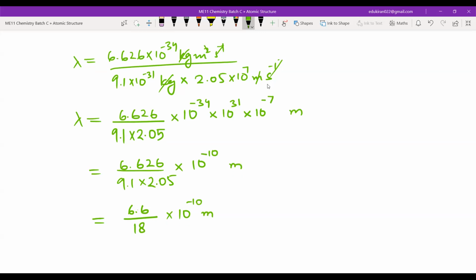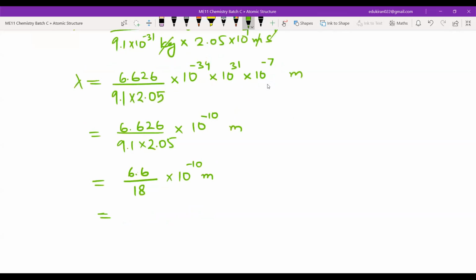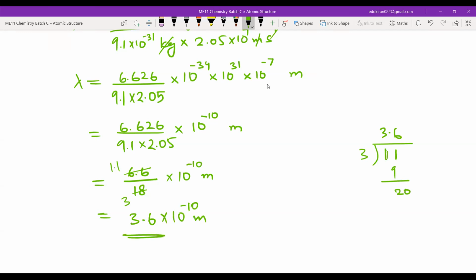Then this would be equal to, you have 18 and 6.6, right? So this will be 1.1 divided by 3. This is 3, 3 is 9. So 3 point, then you will get how much? From 9 you get 2. So you'll have 0, 3.6. This is equal to 3.6 into 10 to the power minus 10 meters. Okay. So approximately speaking, this is somewhat correct answer because the exact answer is 3.55. We have done some approximation and we got this as 3.6.